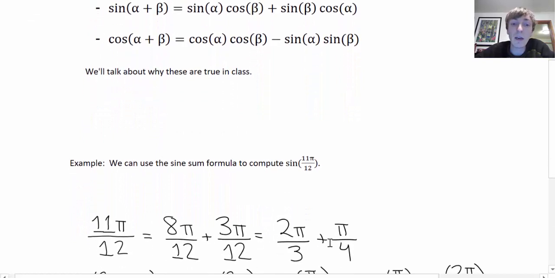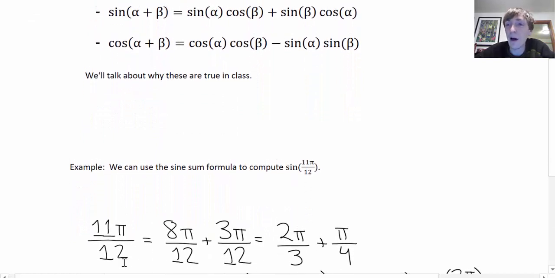It starts by realizing something about 11 pi over 12, realizing that we can break it down into the sum of two values that we already know. So 11 pi over 12 equals 8 pi over 12 plus 3 pi over 12. Okay, and 8 pi over 12 I can simplify to 2 pi over 3. And 3 pi over 12 I can simplify to pi over 4.